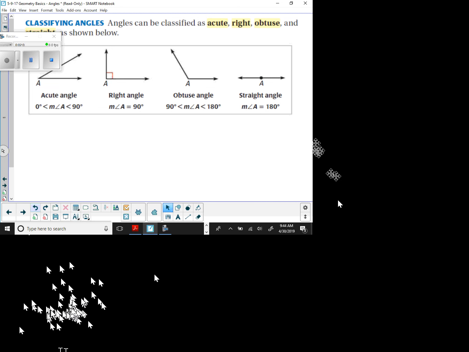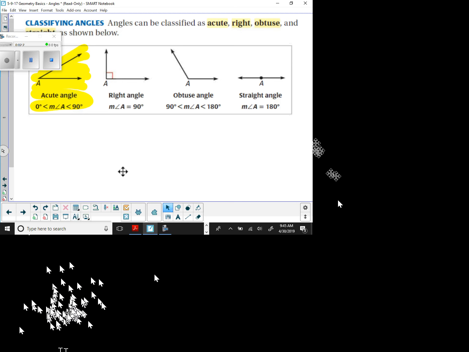Classifying angles. Angles can be classified as acute, right, obtuse, and straight. So the acute angle here, I'm going to highlight it in yellow. That means it's between 0 and 90 degrees. It cannot be over that amount. So 89 degrees is an acute angle. It's got to be less than 90.